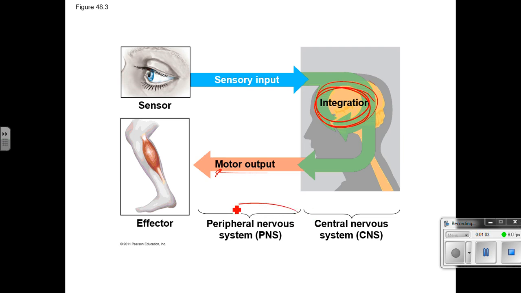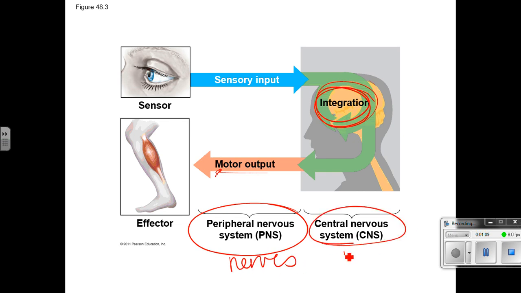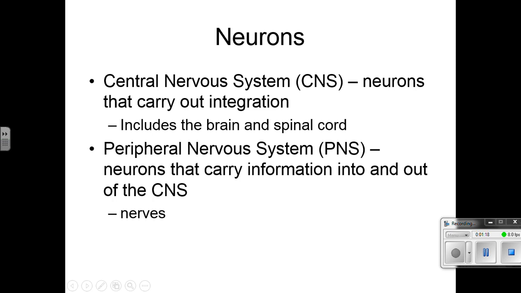The motor output is going to be part of your peripheral nervous system. Those are going to be all your nerves. And then the central nervous system is going to be the brain and the spinal cord. Brain and spinal cord is your central nervous system. Those are the neurons that help carry out the integration. And then the peripheral nervous system is going to be the neurons that carry information into and out of the central nervous system. So those are going to be all your nerves.